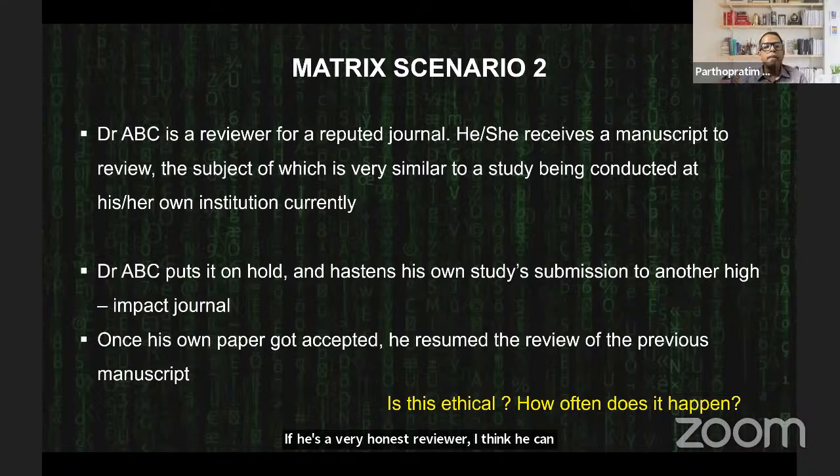But it's absolutely unethical, what you have described. One is not supposed to put this on hold or just hasten their own study to submission into another journal.